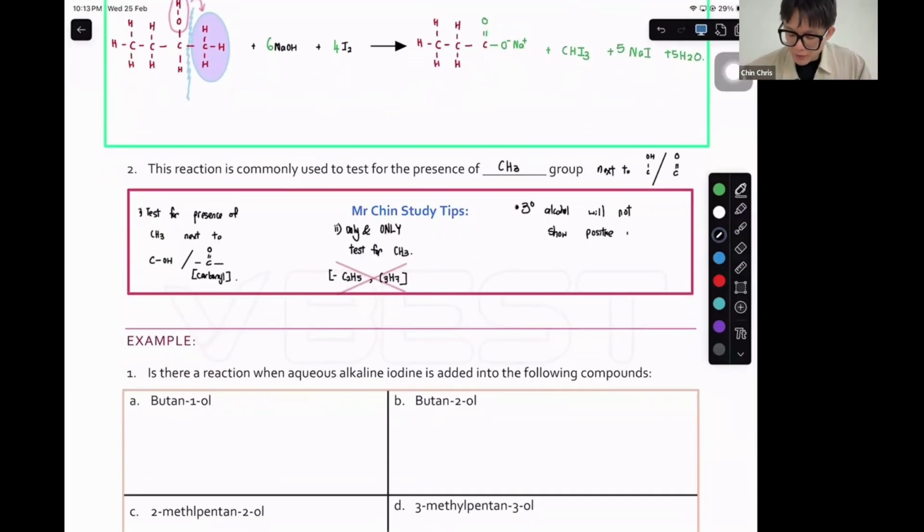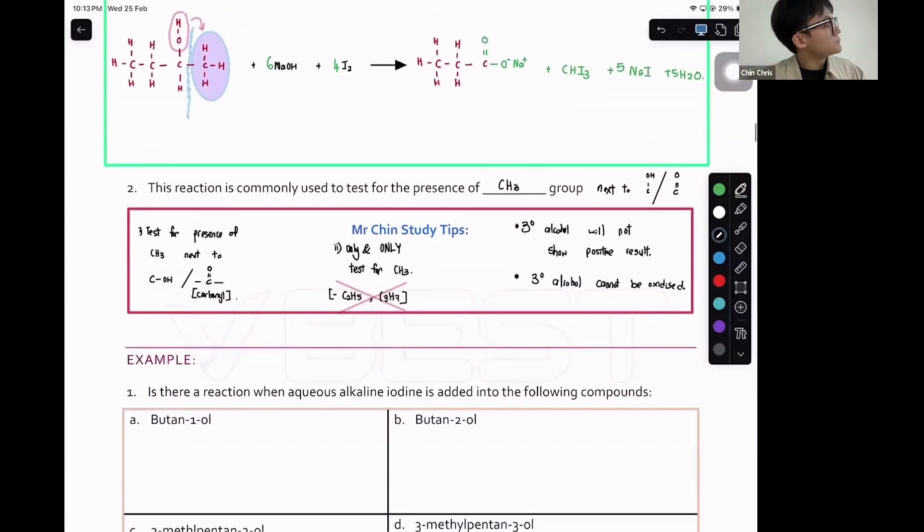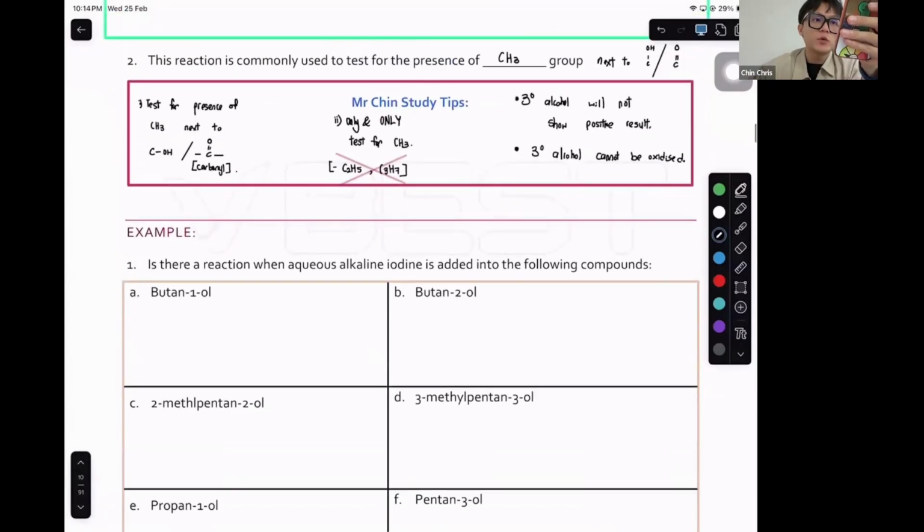Remember this. A tertiary alcohol can never show a positive result because tertiary alcohol cannot be oxidized. Done. Alright, guys, please write it down. Any question, ask me. Someone asked me to flip back to page 9. Alright, write this down, and after that, try question 1, A to F.